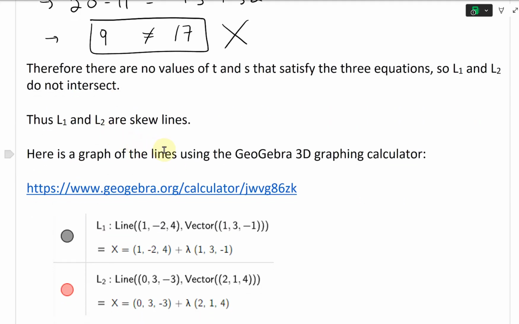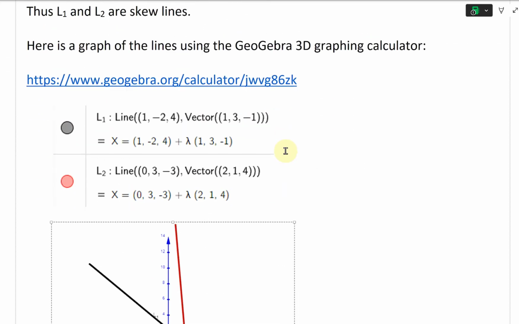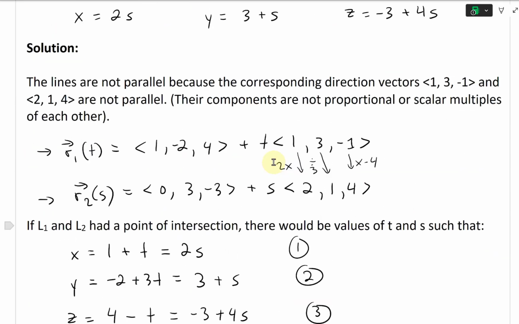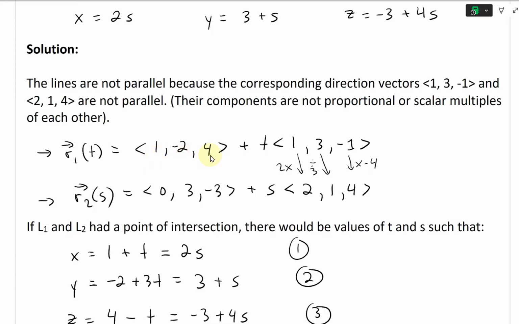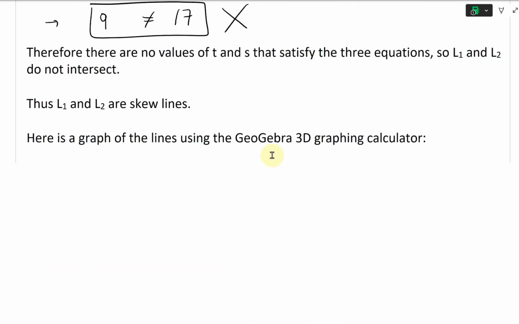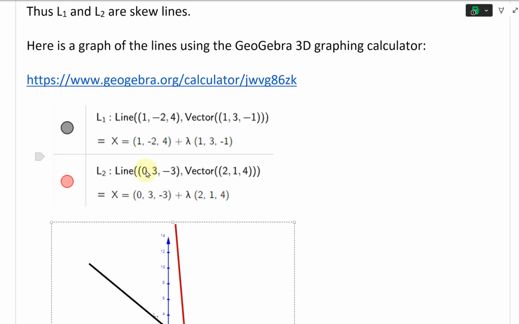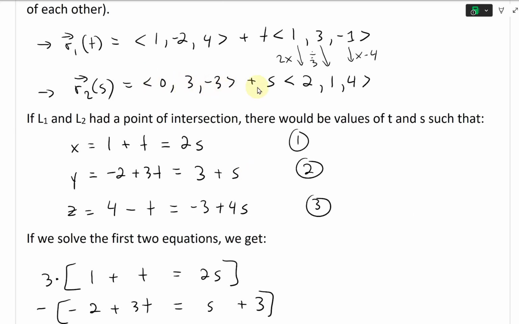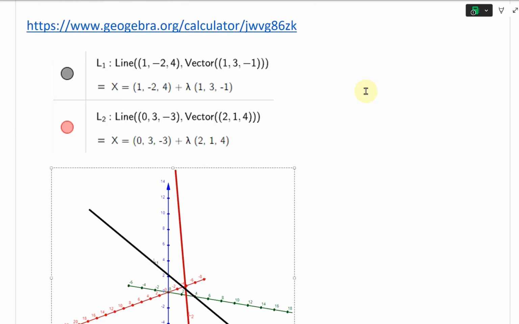So here is a graph of the lines using the GeoGebra 3D graphing calculator, and there's line 1: 1, negative 2, 4. That's the point, and there's the vector 1, 3, negative 1. And you can see that over here. And then the next one is the point 0, 3, negative 3, and then 2, 1, 4 is the direction vector.